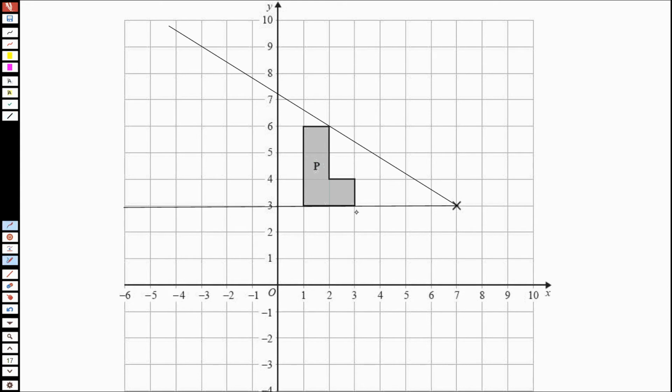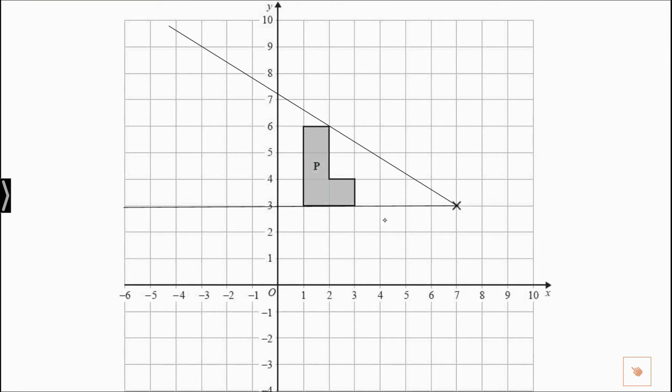And then the scale factor is 2. So, if the distance from this point to that point is x, we want to find a new point such that the distance from here to here is twice that. Now, if you look from the center of enlargement to here, it's how many squares? 1, 2, 3, 4, 5, 6. So, which means the distance from here to here should be 12 squares. Let's check that. 1, 2, 3, 4, 5, 6, 7, 8, 9, 10, 11, 12. So that will be our new point in the image.